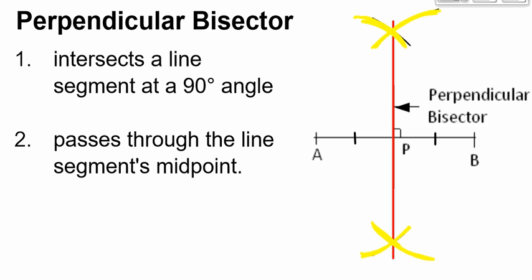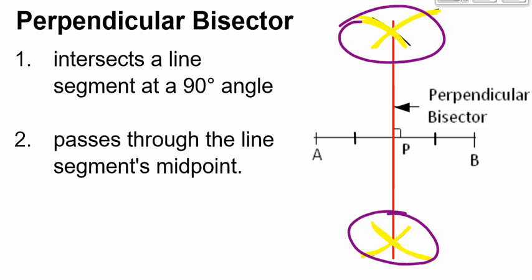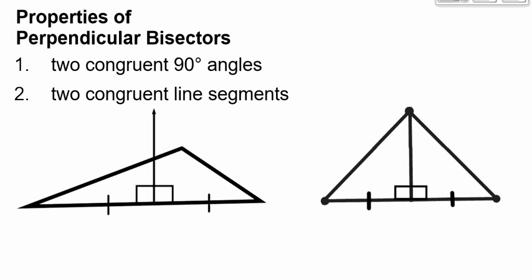So make sure that when you are identifying the image of a perpendicular bisector, that it has the little arcs at the top and at the bottom, and that also these line segments are marked congruent and you have a 90-degree angle. You need all those three things to have a perpendicular bisector. Perpendicular bisectors will always create two congruent 90-degree angles and two congruent line segments.